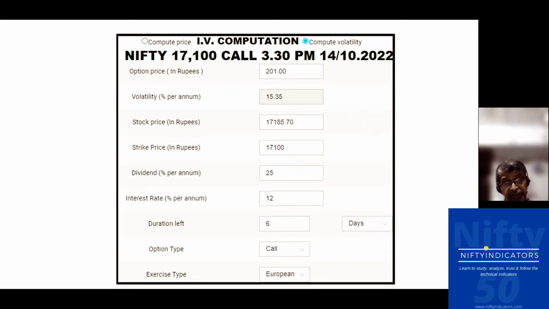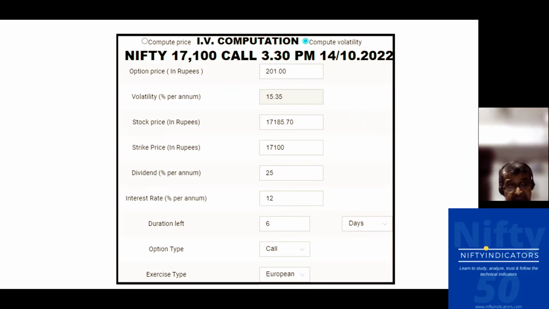It is given: today's 17,100 call at the closing, 3:30 p.m. on 14th of October 2022. The 17,100 call was costing 201 rupees at 3:30 p.m. The stock price, that is Nifty, was at 17,185.70. The strike price is that of the 17,100 call, that is, 17,100 is the strike price.